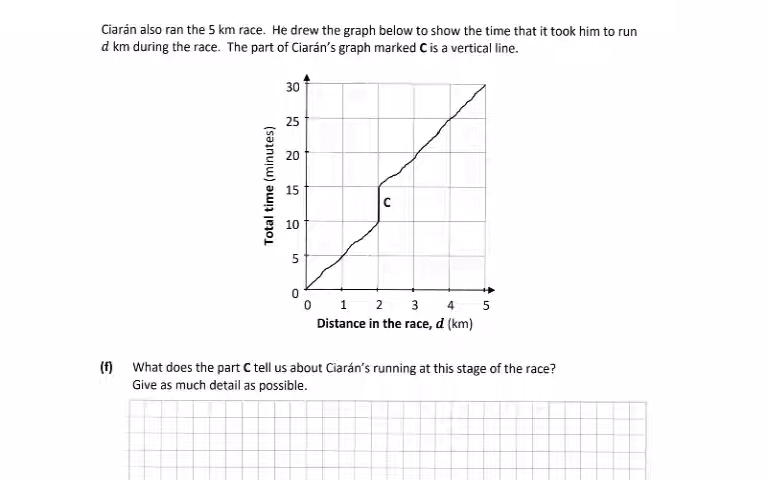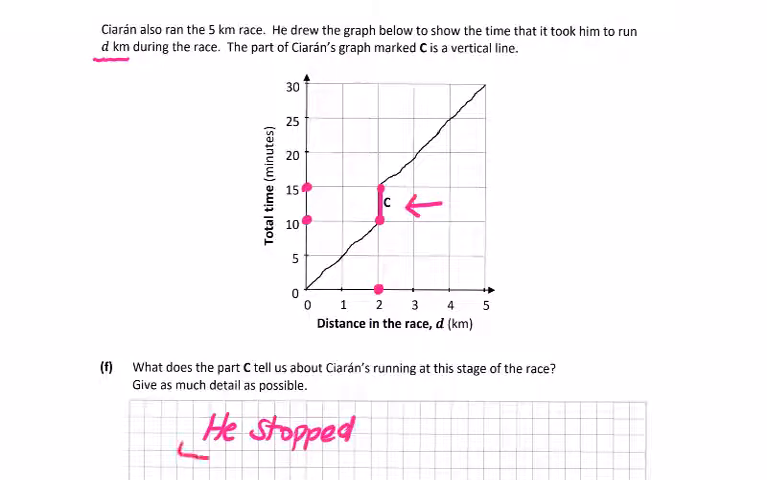So in part F and G, which we worked, 10 marks together, Kieran ran the race and he drew the graph below to show the time it took him to run d kilometers during the race. People get caught up on this, don't worry about that. The part of Kieran's graph marked C is a vertical line. So what has happened here, he was running, and this looks like a 5-minute period here, where he was still at the 2 kilometer mark. So don't be a smart arse and say he went to the toilet or something like that. It tells us he stopped for some reason.